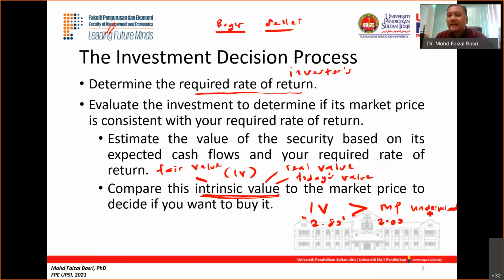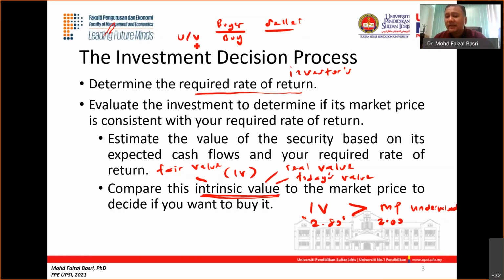So during undervaluation, as a buyer, this is the time for you to buy, because it's cheap, right? The real price is 2.80, but you can buy in the market for 2 ringgit. So this is undervalued, and therefore our decision is to buy the investment.